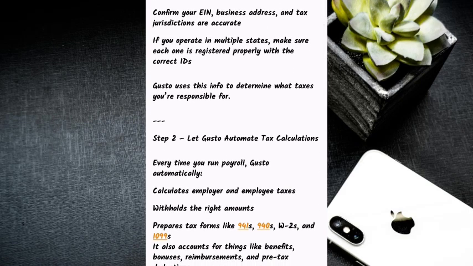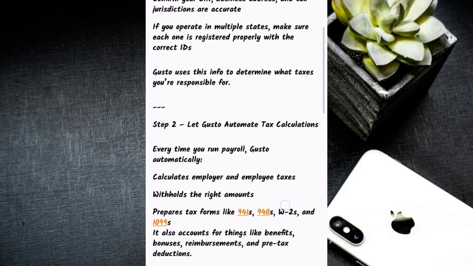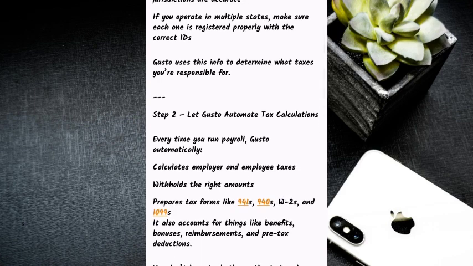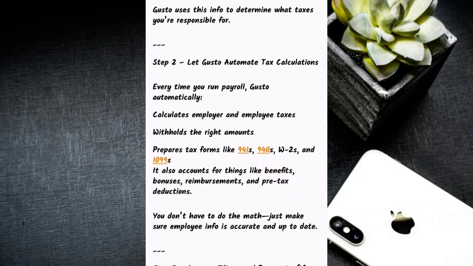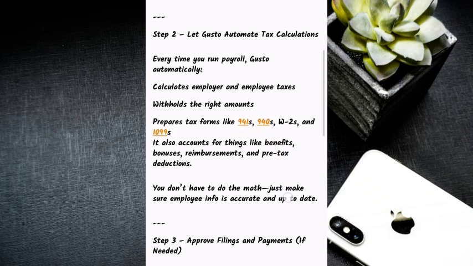Step 2, let Gusto automate tax calculations. Now, every time you run payroll, Gusto automatically calculates employer and employee taxes. It also withholds the right amounts as well as prepares tax forms like the 941s, the 940s, the W2s, and the 1099s. It also accounts for things like benefits, bonuses, reimbursements, and pre-tax deductions. So you don't have to do the math, just make sure employee information is accurate and up to date.